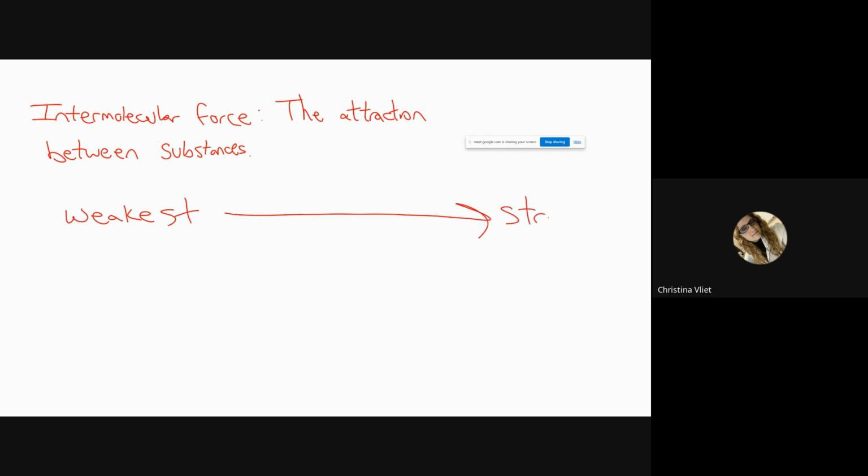To be able to predict which one we have, we usually have to draw the Lewis structure, because which force you have comes from the Lewis structure. So even if it's on the multiple choice, you may have to draw the Lewis structure to make the prediction. And the weakest force, you all said it, what was it? Dispersion.